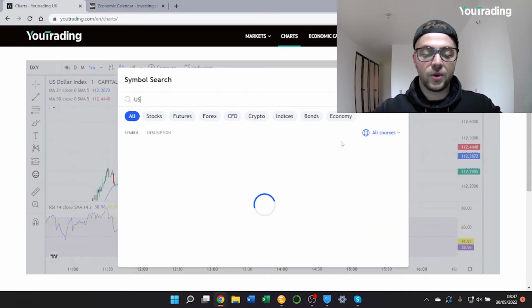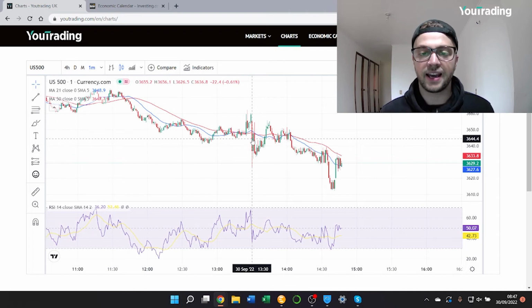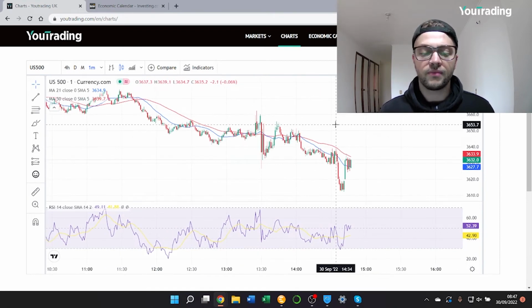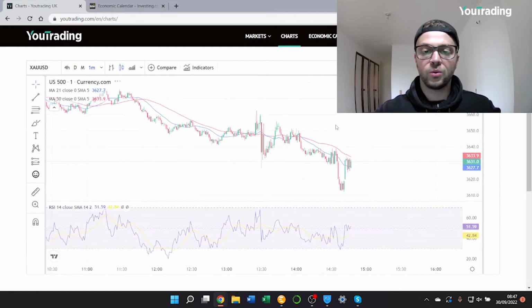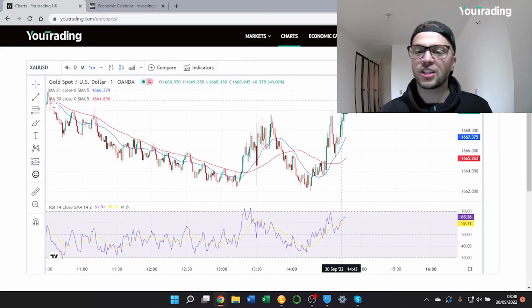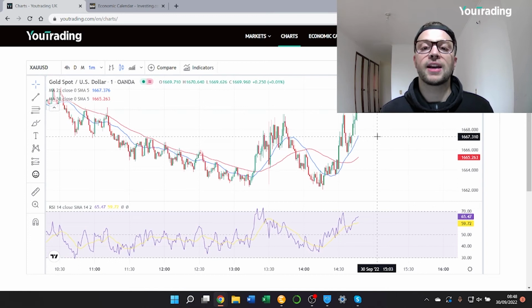Let's have a look at US stocks. You would expect them to have potentially fallen, which, yes, they have. Only a little bit. And then we could potentially look at gold as well, which you probably would have expected to have fallen, which it did for a little bit, but actually now it's a little bit higher. So the very, very short-term market reaction, quite inconclusive, I would say.